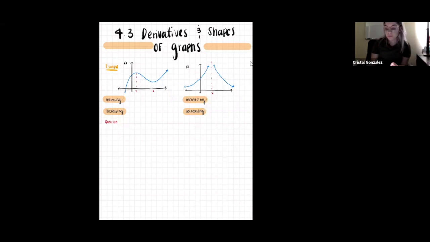So basically in 4.3, we're going to be talking about derivatives and shapes of graphs. And the best way to kind of go about this is kind of look at some examples.